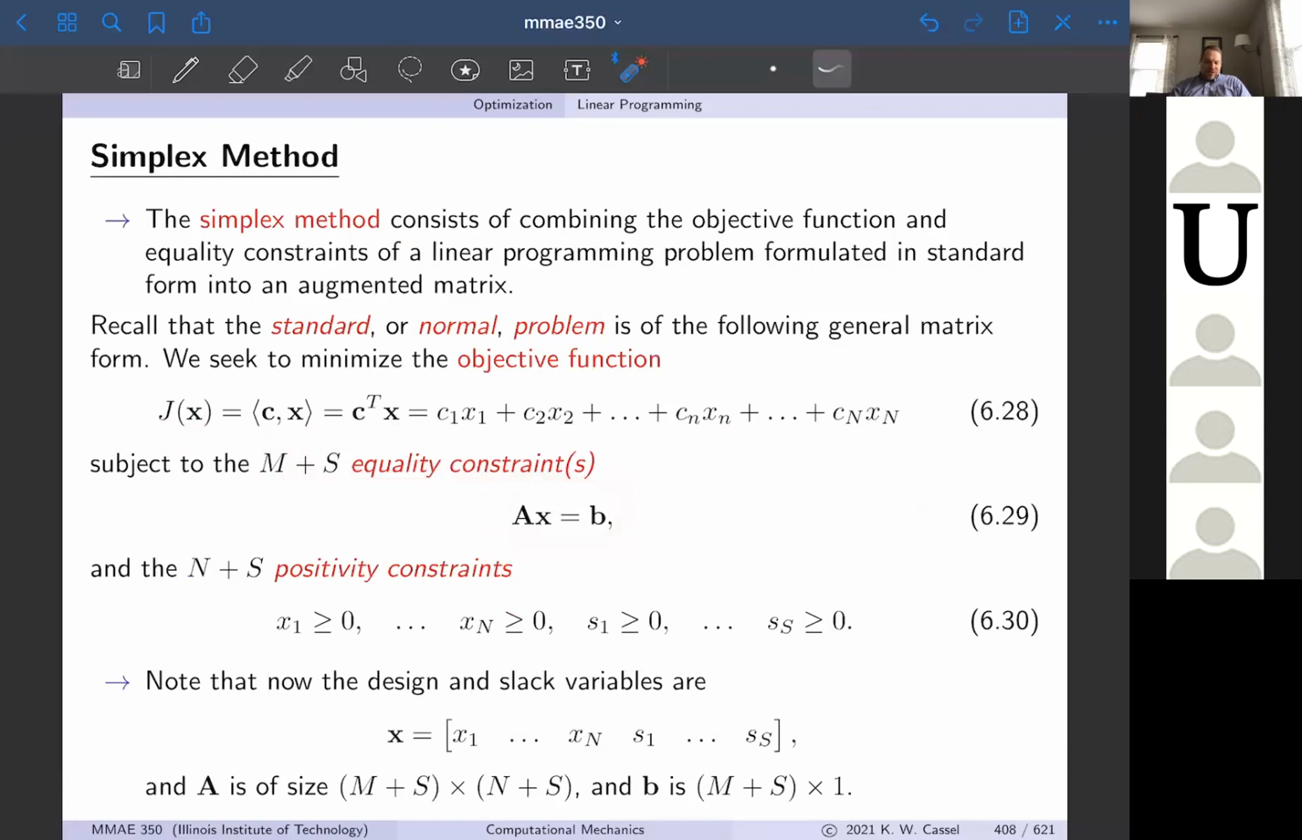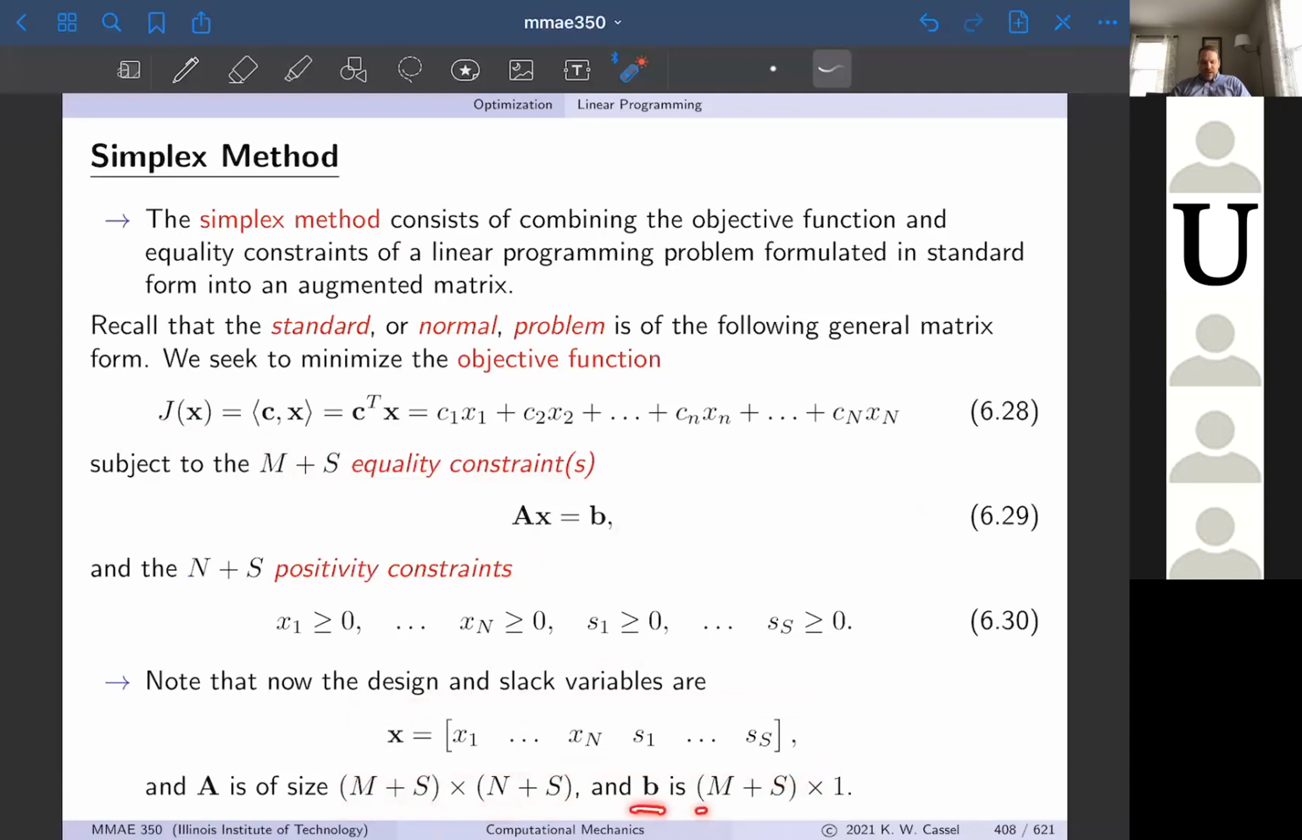And then we have our positivity constraints. We have capital N design variables and capital S slack variables. So there are N plus S positivity constraints. Our variables then are, again, N plus S, all the X's and all the S's. Now, in terms of sizes, the size of A, the matrix in our equality constraints, we have M plus S equations and N plus S variables. Once again, M is always less than N, so it's an underdetermined system.